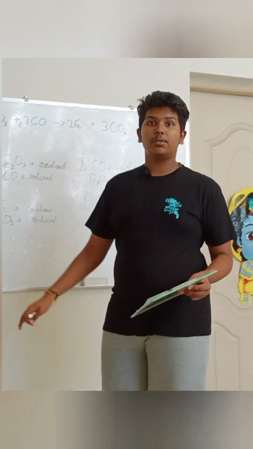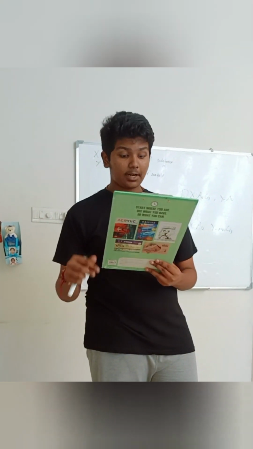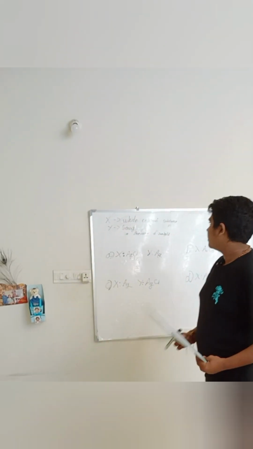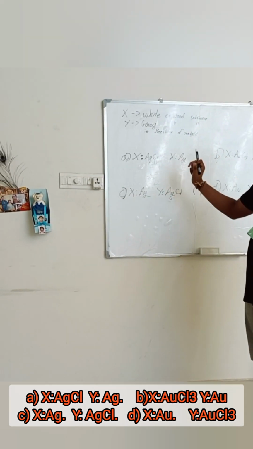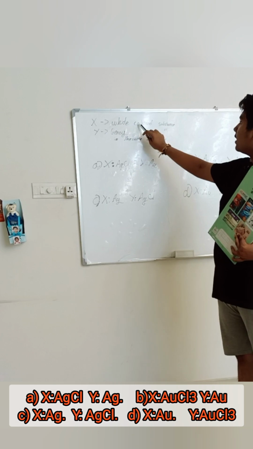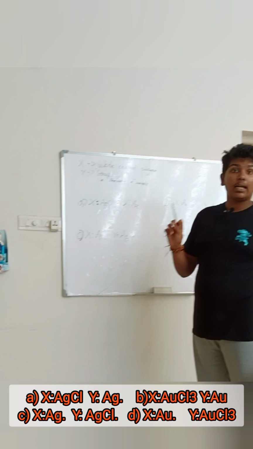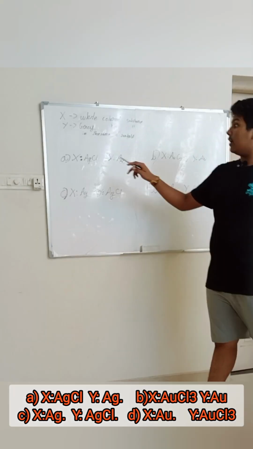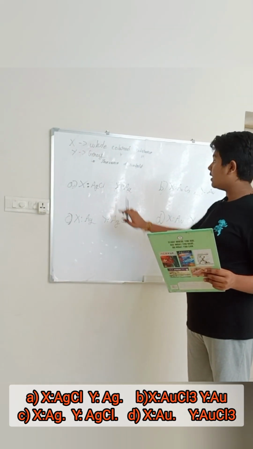Now the next question. Next question is: a white colored substance X turns into a grey colored substance Y in the presence of sunlight, where substance X and Y respectively are. Here the question tells X is a white colored substance while Y is a grey colored substance, under the presence of sunlight. So which are the given options? Here X and Y.